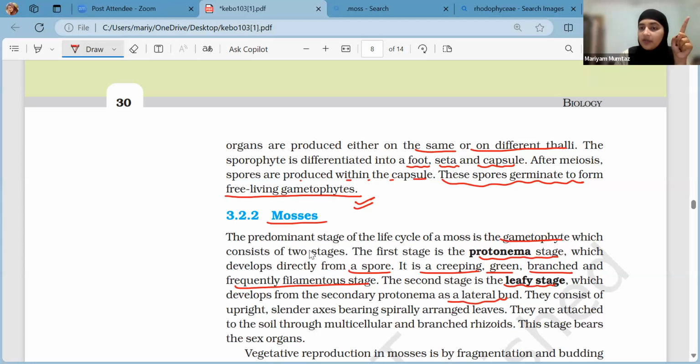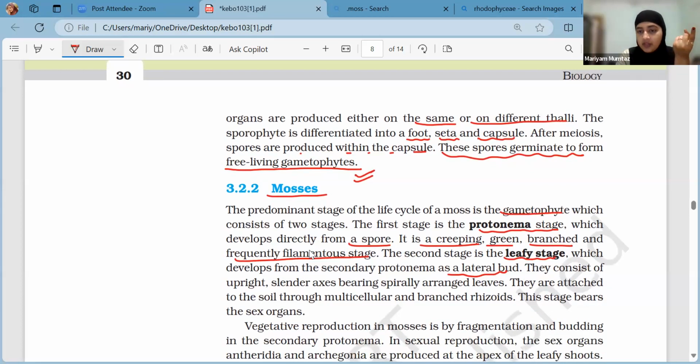The second stage is the leafy stage, which develops from the secondary protonema as a lateral branch. So, primary protonema, that is the normal first stage protonema, and then comes the leafy stage, which develops from the protonema only. They consist of upright, slender axes bearing spirally arranged leaves. They are attached to the soil through multicellular and branched rhizoids, again root-like structures. And this stage bears the sex organs. So this is the sexual stage of their life cycle.